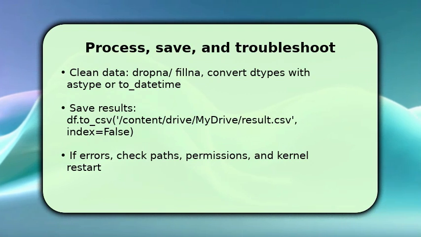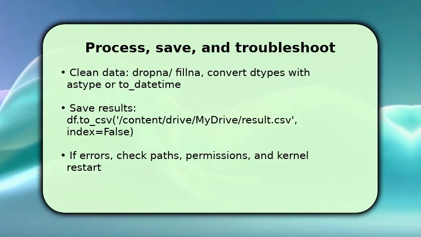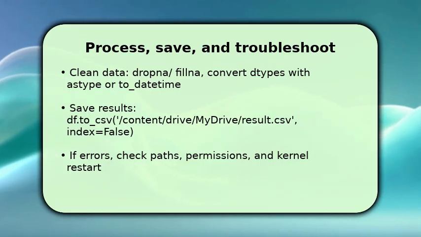Clean missing values, convert types, and create any necessary features. Once ready, save output back to Drive so it persists. Use df.to_csv with an explicit path and index=False.